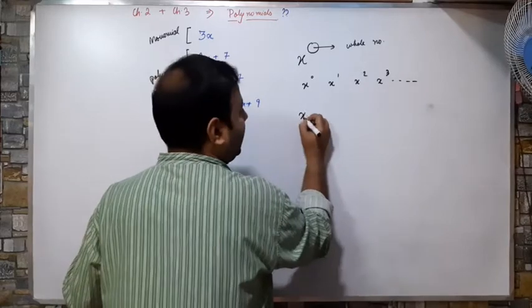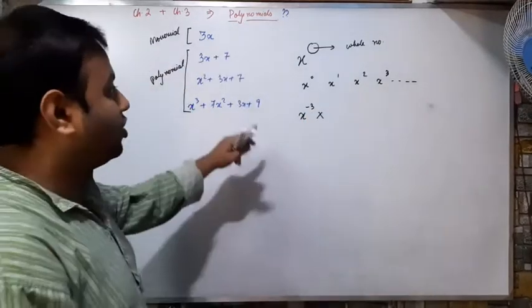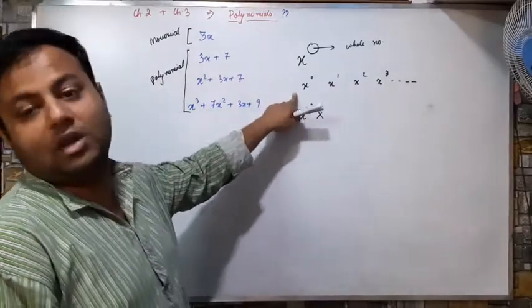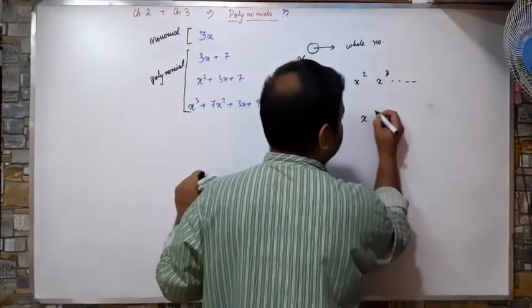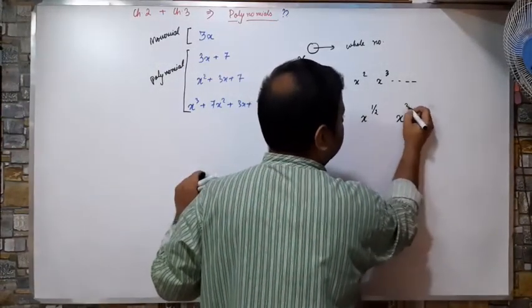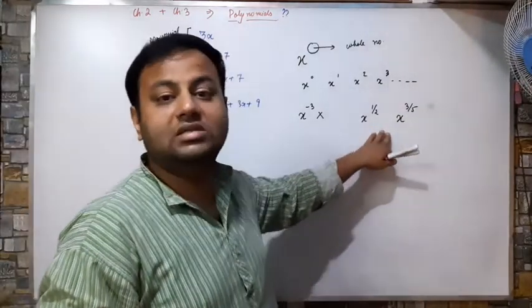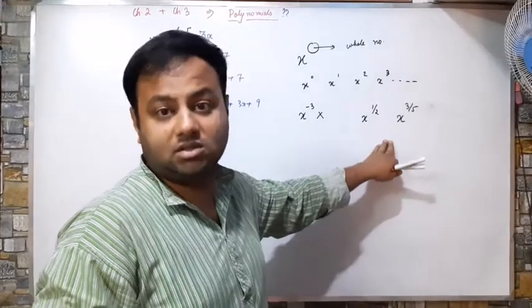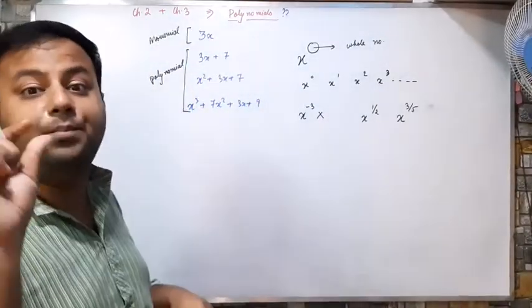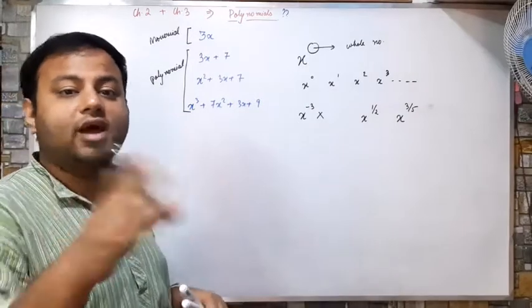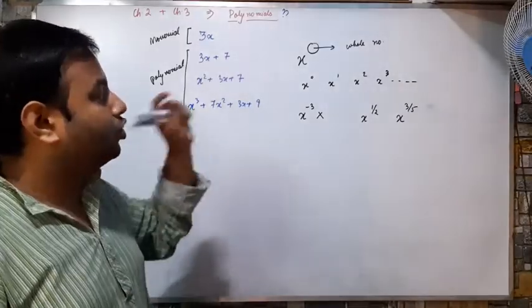You cannot write x to the power minus 3. Minus is not allowed. Why? Because it must be a whole number, and whole numbers start from 0. Also, you cannot write x to the power 1 by 2 or x to the power 3 by 5. Why? Because these are not whole numbers, these are decimal numbers or real numbers. I have to only assign whole numbers, meaning complete numbers, 1, 2, 3, 4. You cannot put 1.5, you cannot put 1 whole 2 by 3, you have to put whole numbers.